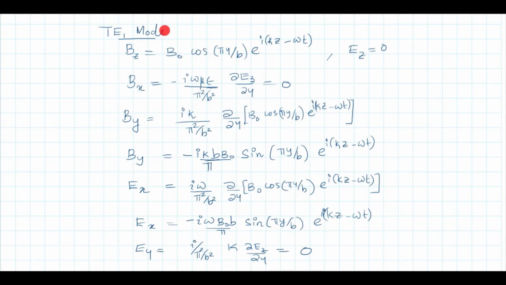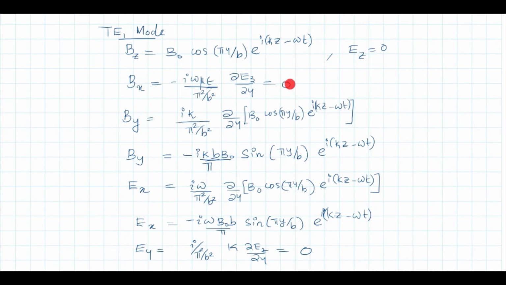For TE1 mode, we have Bz as B0 cos pi y by b. This gives you the y dependence only. We have already assumed the z dependence as e raised to ikz and time dependence as e raised to minus i omega t. So total Bz is B0 cos pi y by b e raised to i(kz minus omega t). Ez, we already assumed, is 0 for transverse electric. Using equations 14, 15, 16, 17, you can find the value of Bx.